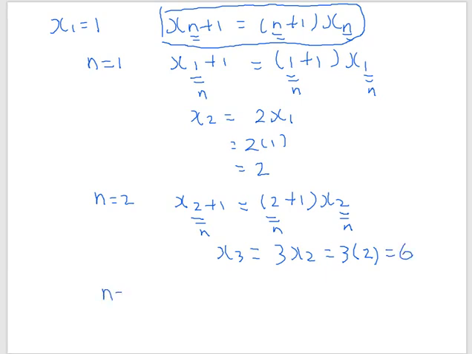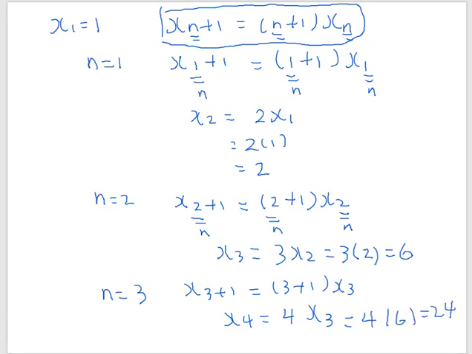You put n as 3. Then x(3+1) equals (3+1) x3. So x4 is 4 times x3. So it's actually 4 times 6, 24. So we have the answers for x2, x3 and x4. The answer is 2, 6 and then 24.